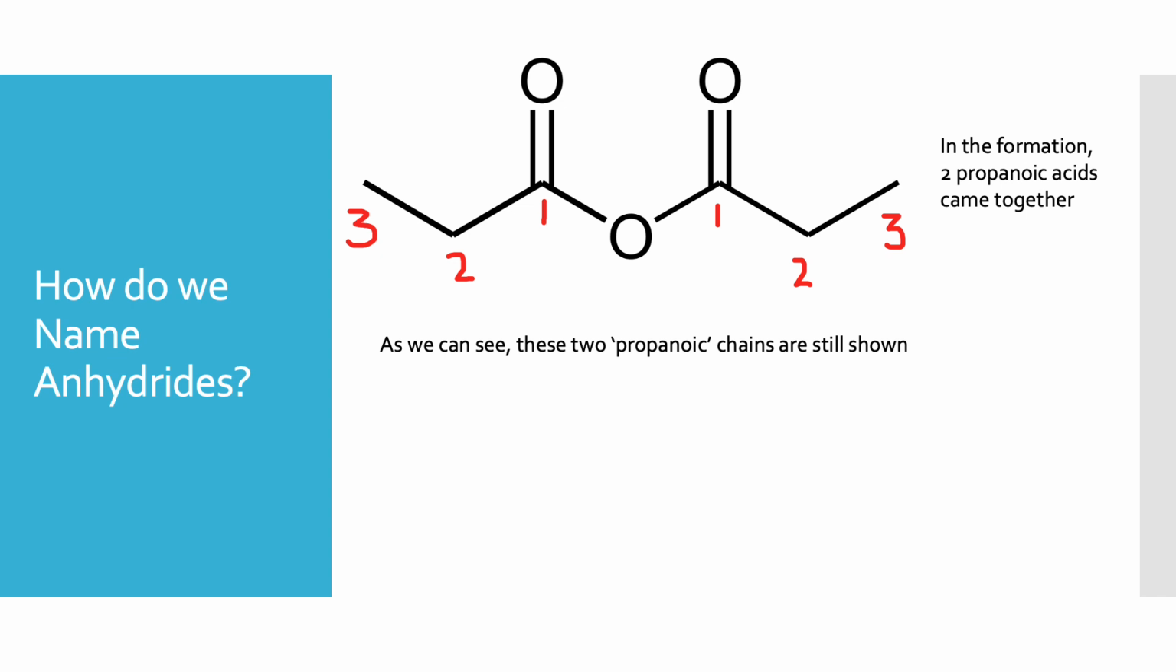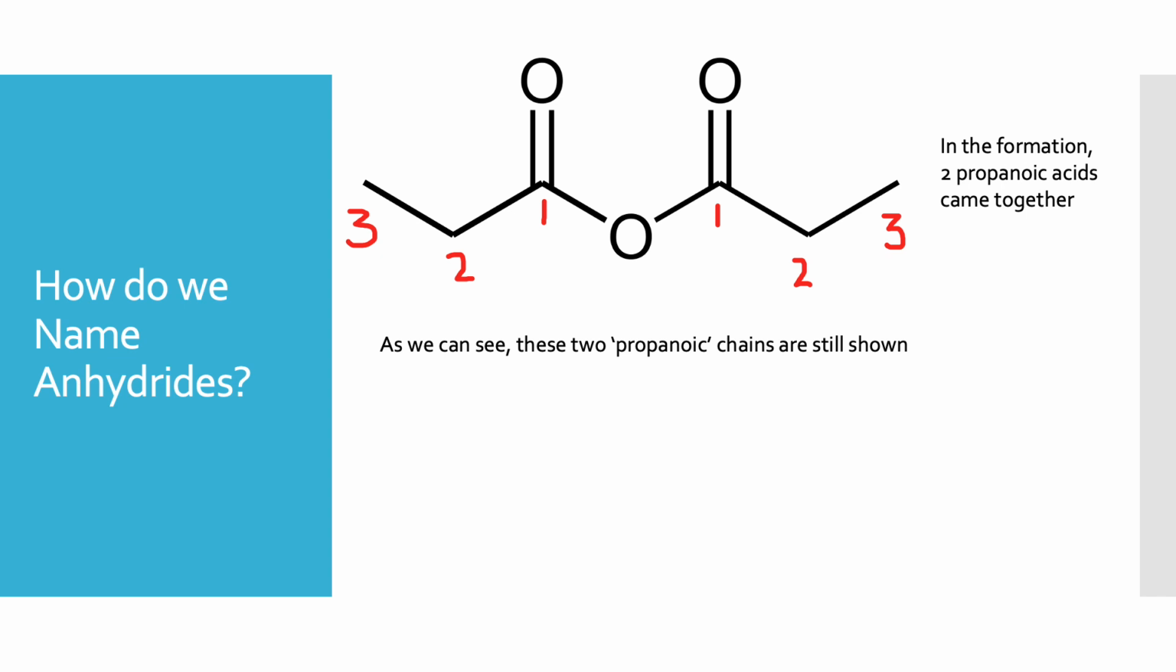There's chains of 3 carbons on either side. Because 3 carbons means the prefix prop, it must have been 2 propanoic acids that combined to make this molecule. So how does that information help us with naming? Once that part's all worked out, the anhydride naming is pretty simple.